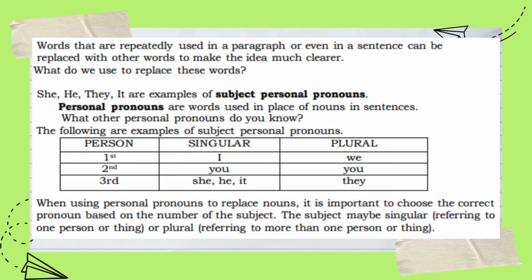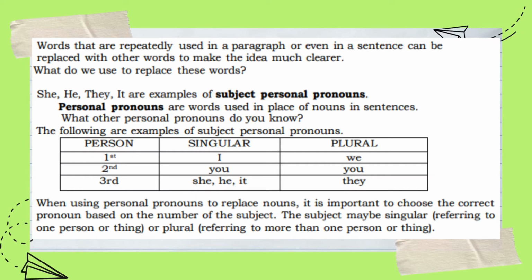Words that are repeatedly used in a paragraph or even in a sentence can be replaced with other words to make the idea much clearer. And what do we use to replace these words? So we call that a subject personal pronoun. So we use subject personal pronouns to take the place of a person. Okay, so we have here personal pronouns, which are words used in place of nouns in sentences, especially when we are talking about persons.